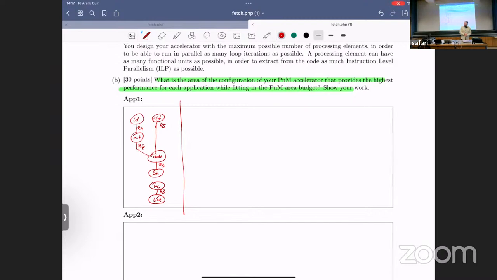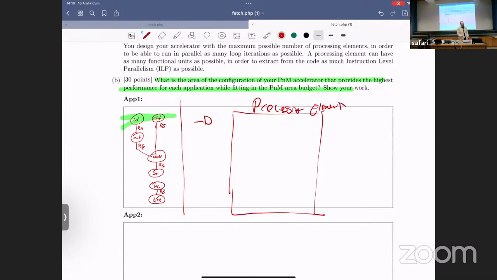Yeah, this is true, but it's fine. Let's continue here. So this is your data flow graph for this accelerator. In parallel, you can only have these load instructions here. Everything else is serialized. So let's design it for a single processing element first. Let's say that here is your processing element that you're going to design.